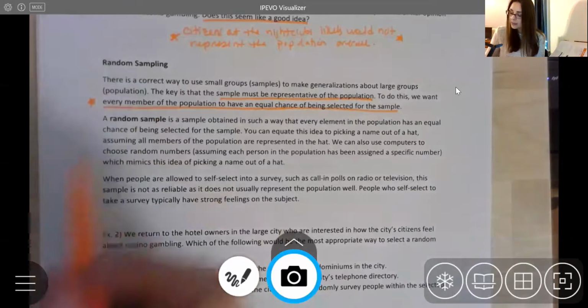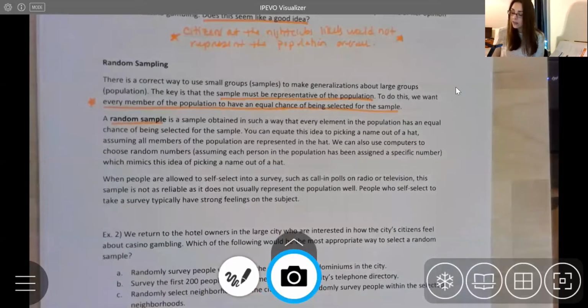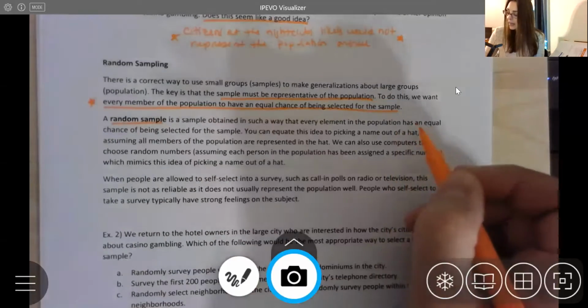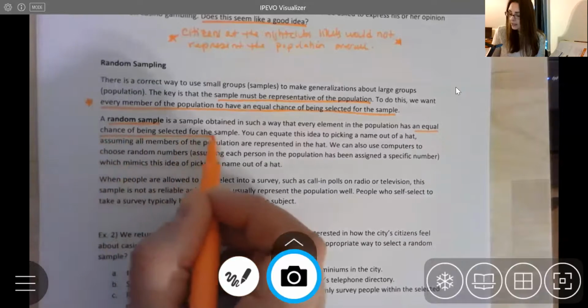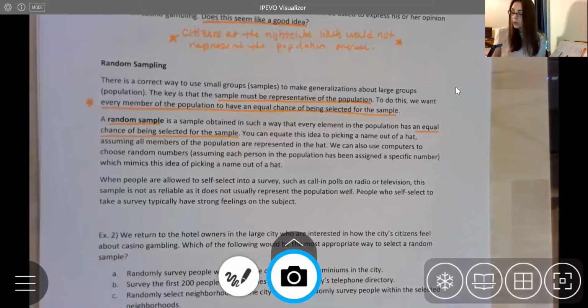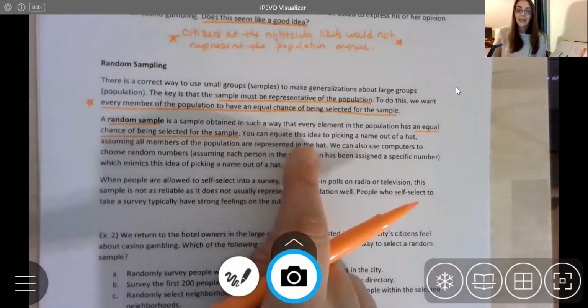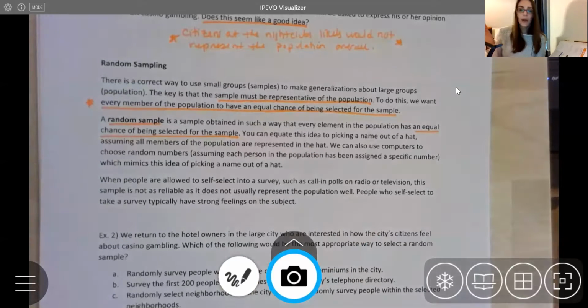A random sample is a sample that's obtained in such a way that every element in the population, again, has an equal chance of being selected. And that's the most important thing here. So you can equate this idea to picking a name out of a hat. Let's say I was looking at MAT126 students and I want to do my survey on statistics courses. Well, I could put every single student's name, theoretically speaking, into a hat, right? And then just randomly pick out names. So every student's name is in that hat and everybody has that same equal chance of being selected, right? I'm using the same size paper, folded the same exact way, so there's no hindrance there about someone not being selected.